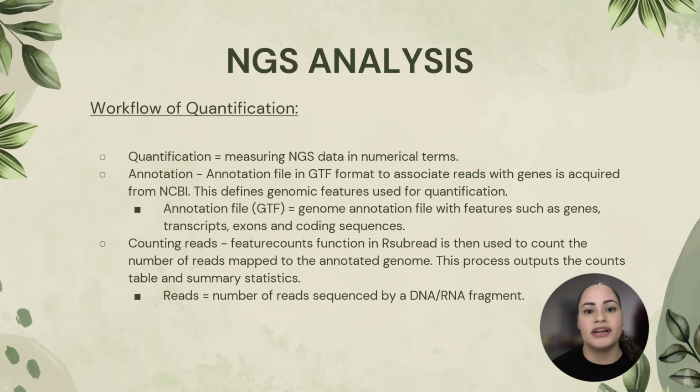So following the gathering of this annotation file, we're able to actually count our reads. This was done using the featureCounts function in R Subread. So this was able to count the number of reads mapped to the annotated genome. And our output from this was a counts table and the summary statistics. And more detail on what these reads actually are: we could also define them as the number of reads sequenced from a DNA or RNA fragment.